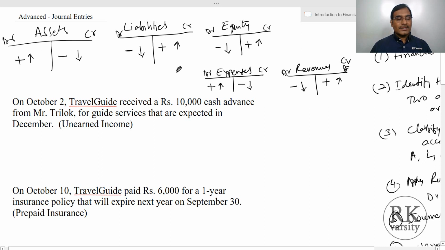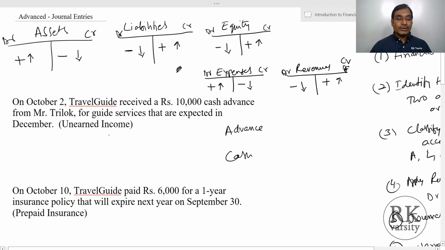Now on October 2nd, Travel Guide received rupees 10,000 cash advance from Mr. Trilok for guide services that are expected in December. So that means here you have two things. One is that you received the advance amount, and that too in the form of cash. Why we are saying this is an advance is that you have not performed the service at this point of time.